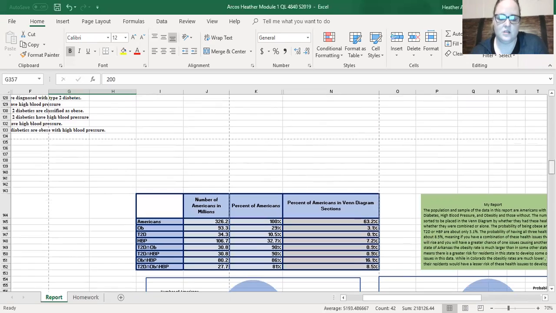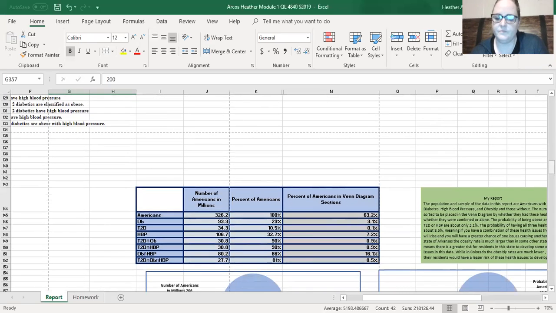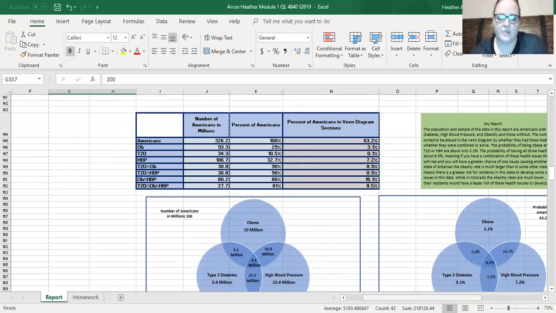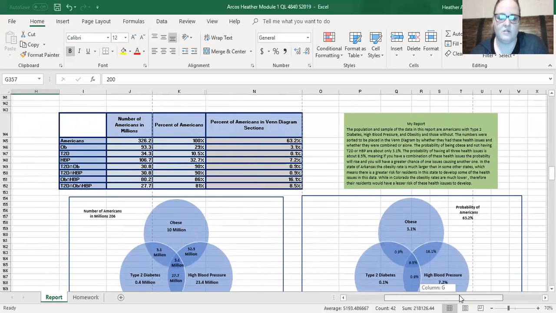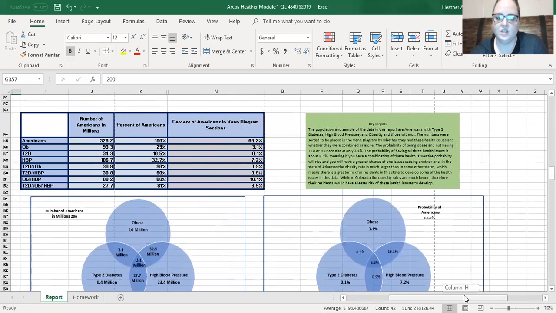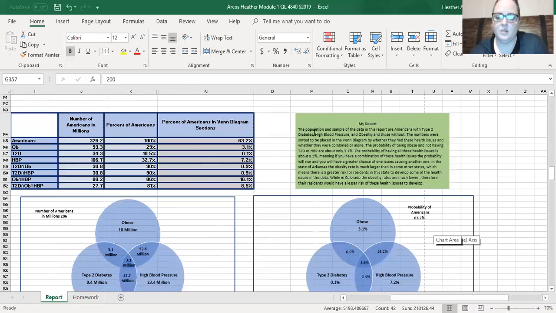Okay, the next one is about obesity, type 2 diabetes, high blood pressure, and then a combination of each. The population sample of the data in the report are Americans with type 2 diabetes, high blood pressure, and obesity, and those without.